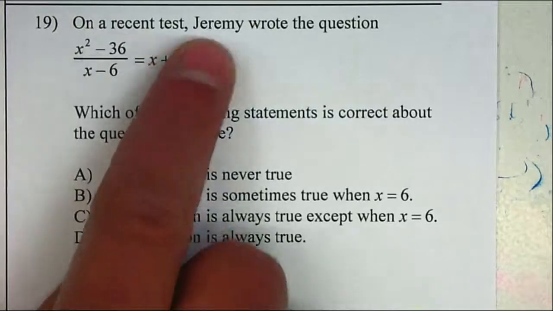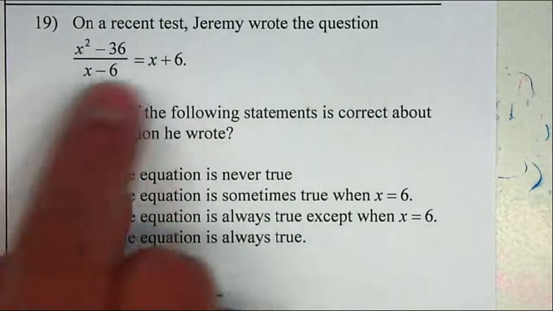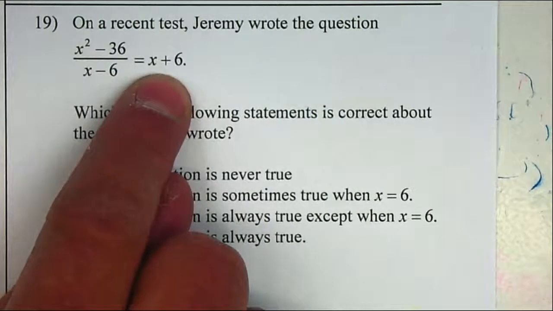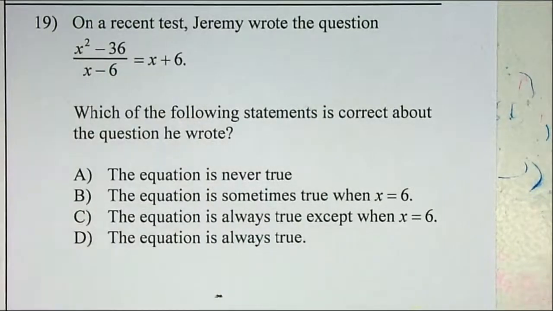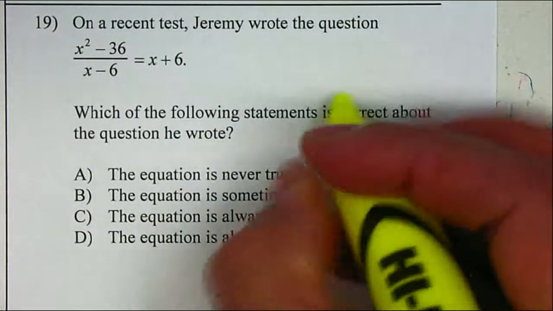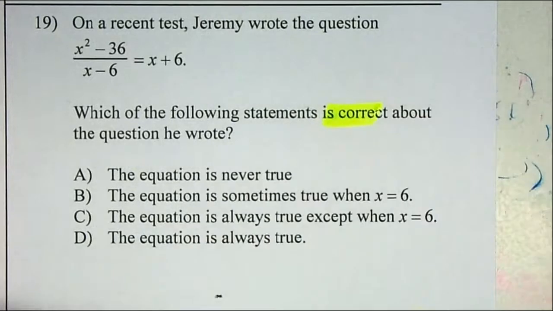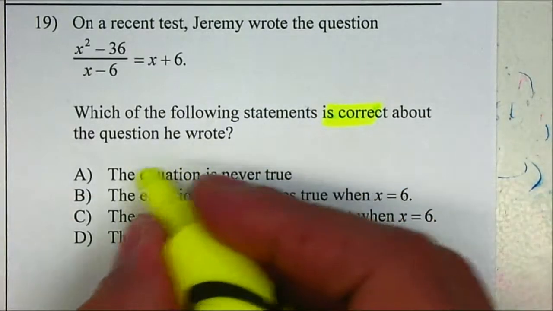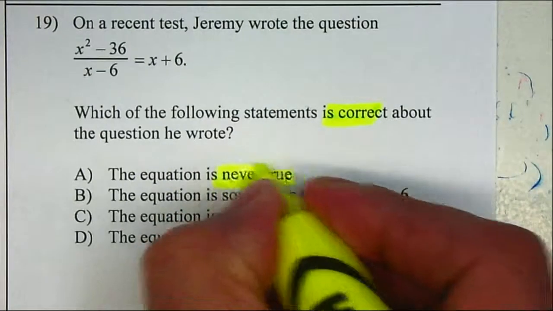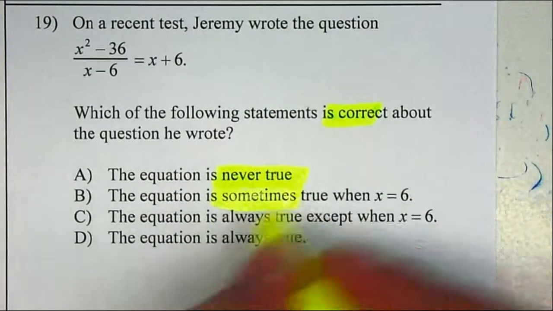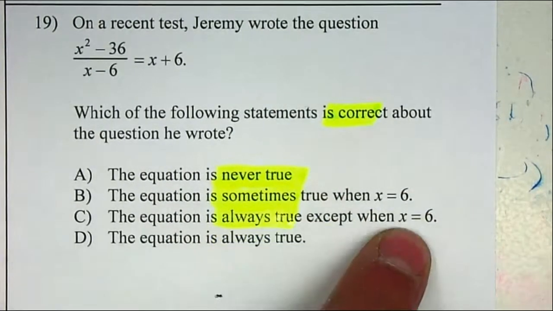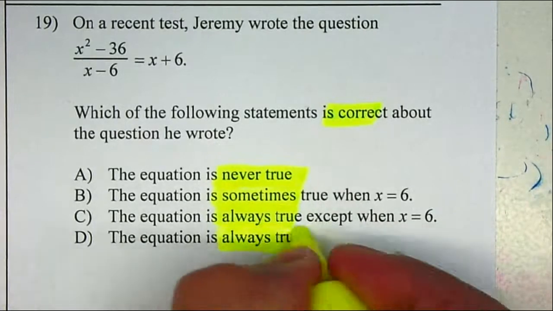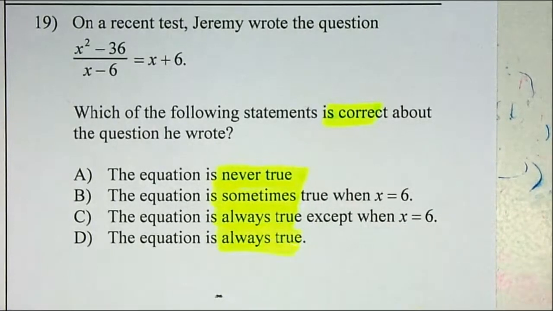On a recent test, Jeremy wrote the equation. So they give you a rational expression on the left equal to x plus 6. And it says, which of the following statements is correct about the equation he wrote? And the answer choices: the equation is never true, sometimes true, always true except for x equal to 6, and always true. So the best thing to do is to be able to solve the equation.